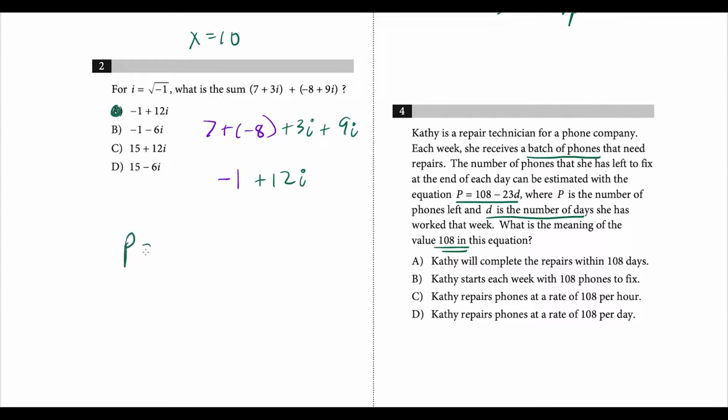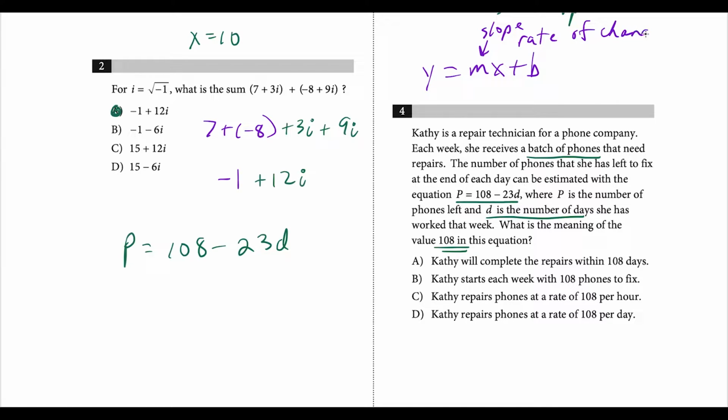So if we write this on the side here, we have 108 minus 23D. Just know in the context of word problems, when you have a linear equation, mx plus b is a way to represent the equation of any line. And this is the slope, but in the context of word problems, we look at this as the rate of change, or just the rate. And this is the initial value. So when I'm looking at this question here, 108 is the constant, and this is the initial value.